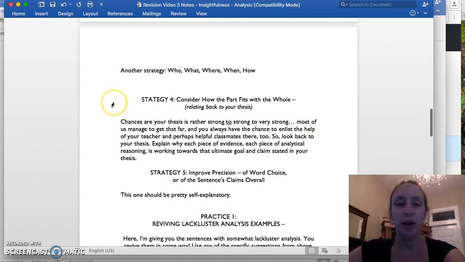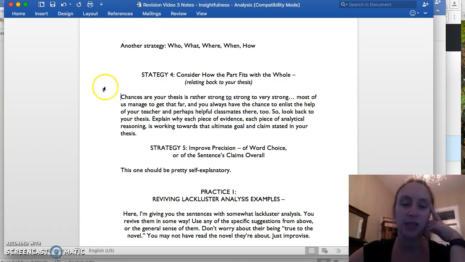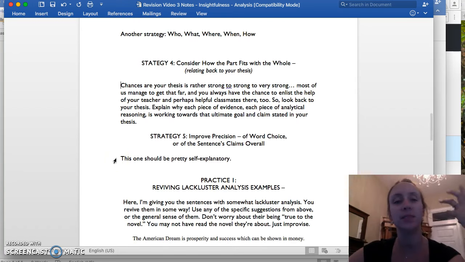Right, strategy 4, consider how the part fits the whole relating back to your thesis. Chances are your thesis, at least, is rather strong. Chances are you put enough work into that, got enough thought and reflection into it, that it's in pretty good shape. So most of us manage to get this far. And if you have a part of your essay that's not really clear, that's not strong, that's not analytical, think about why it's essential to your strong thesis, and that will help you bolster the strength of the sentence, paragraph in question too. Why is this part of the essay vital to my thesis, which I know is important and useful.